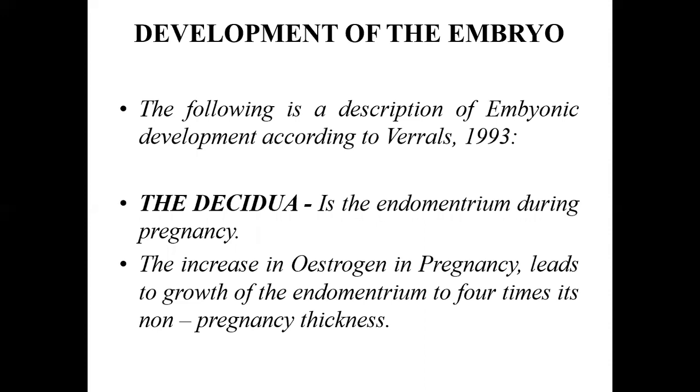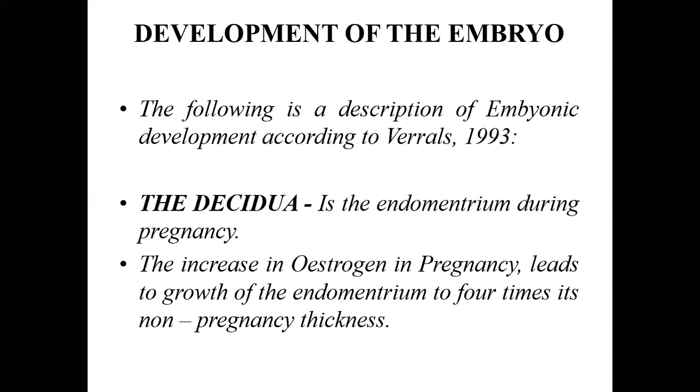So how does the embryo develop? Now, this description of the embryonic development is based on a smaller book called Verus, the 1993 edition. So let's go through. Firstly, we have the decidua. This is the endometrium during pregnancy, as I have already indicated.